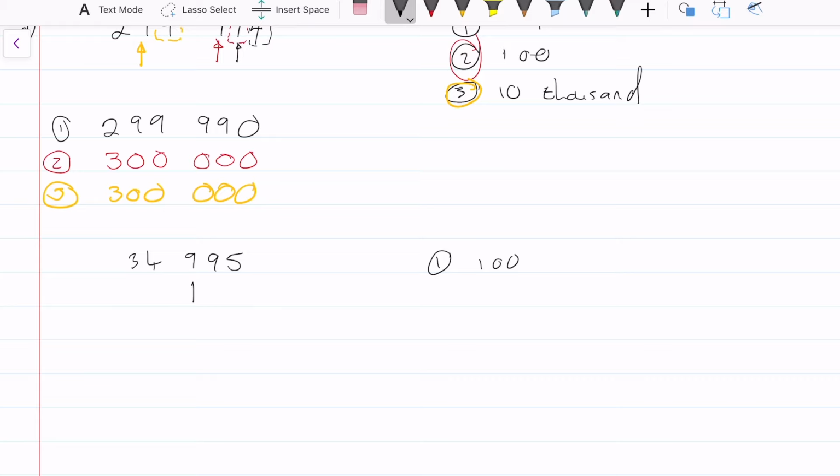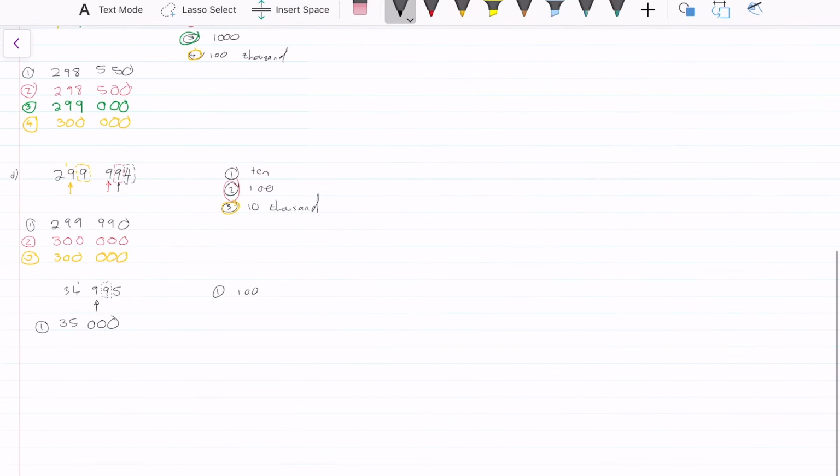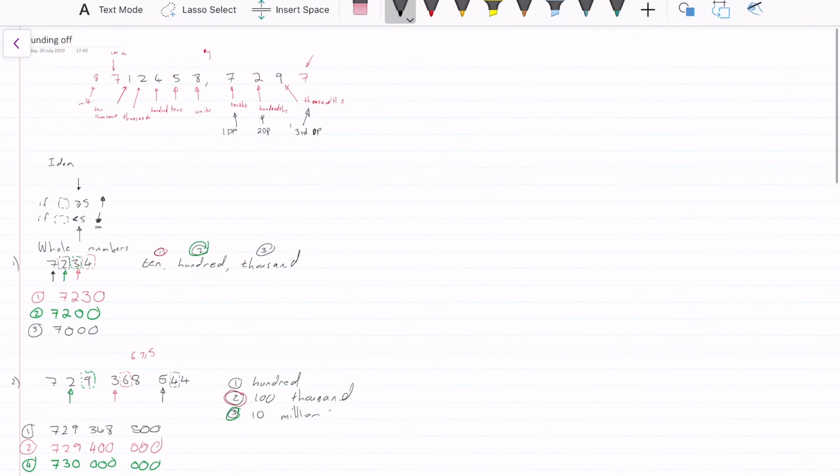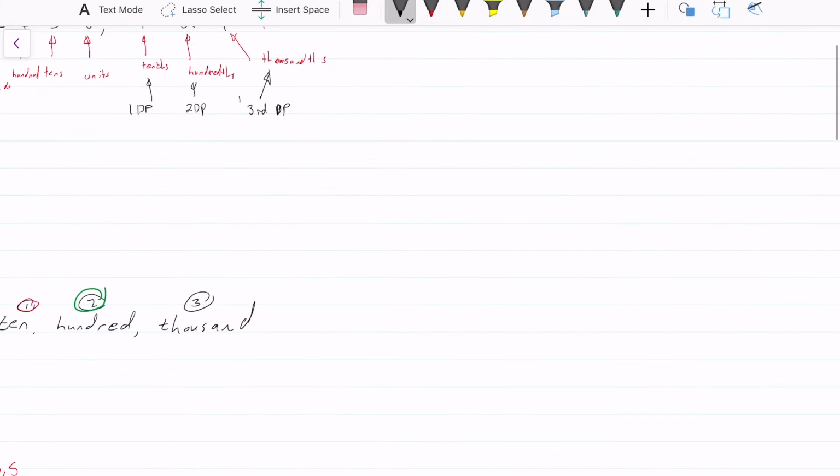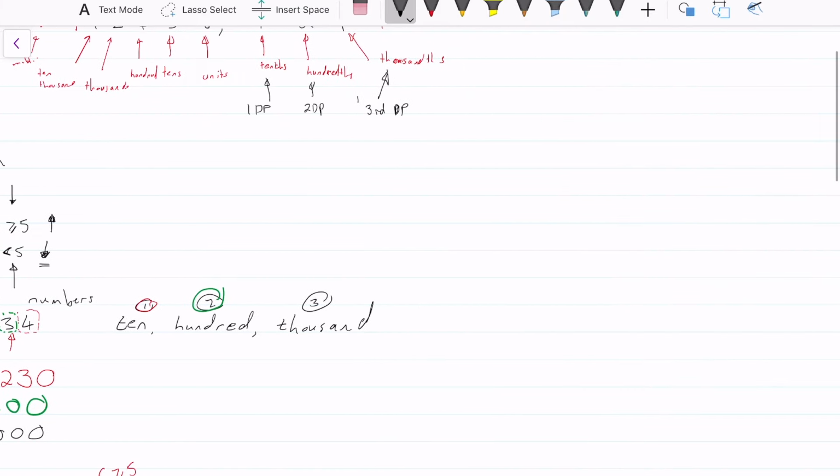Rounding off to the nearest 100, we look there. The number before that is a 9, so we know we have to round up. Rounding 9 up becomes 10, so we add 1 here, so we're left with 35,000. Okay, so that is rounding off whole numbers. I hope that makes sense. Now we're going to go on to rounding off for decimals.